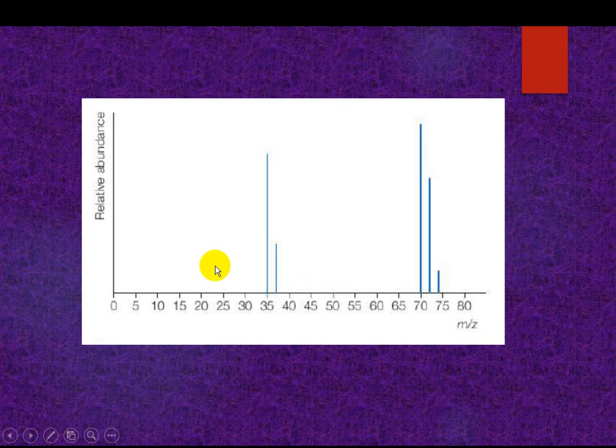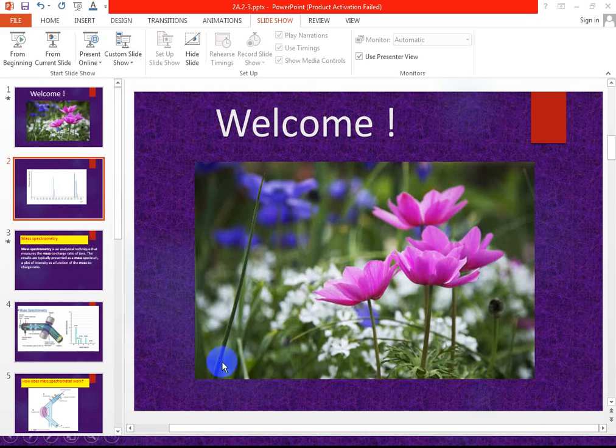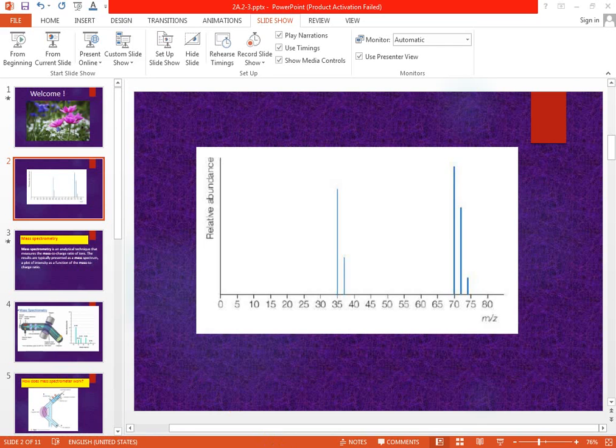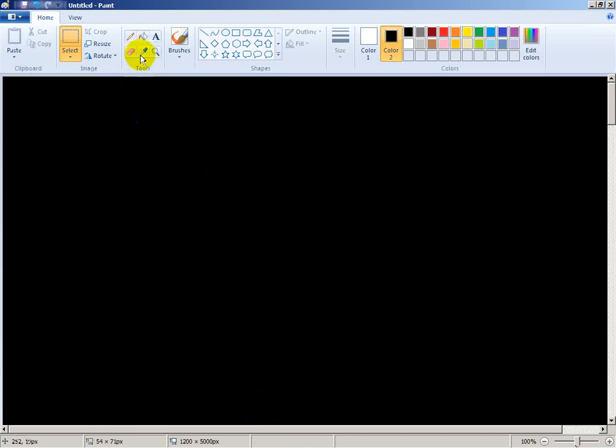Here the abundance is 100%. This is the mass to charge ratio. The mass to charge ratio is on the x axis and relative abundance on the y axis. How do we find the mass to charge ratio? In a mass spectrum, chlorine ions.